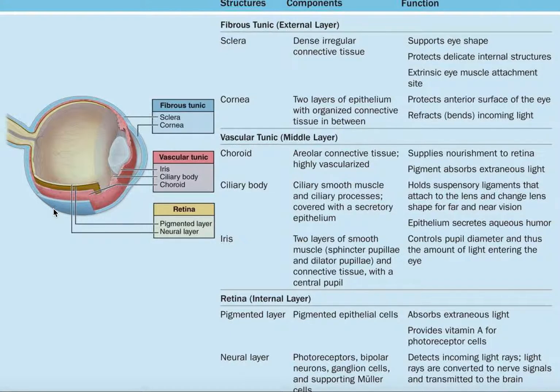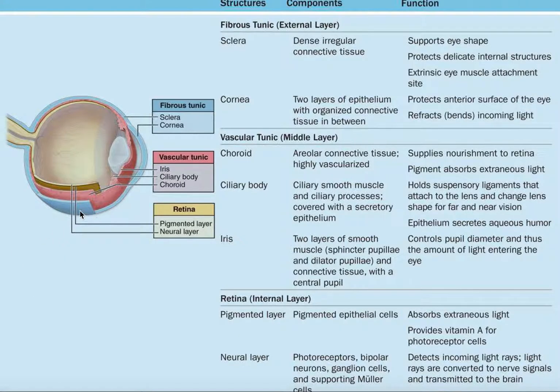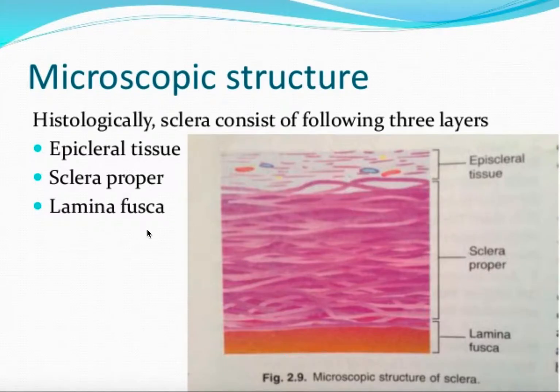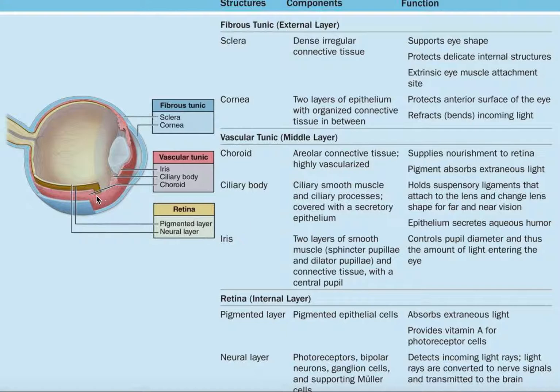So remember, there was the episcleral tissue, then there was the sclera proper, or substantia propria. Then you had lamina fusca, the other name for it is lamina suprachoroidea. Lamina suprachoroidea makes sense because this is the choroid.